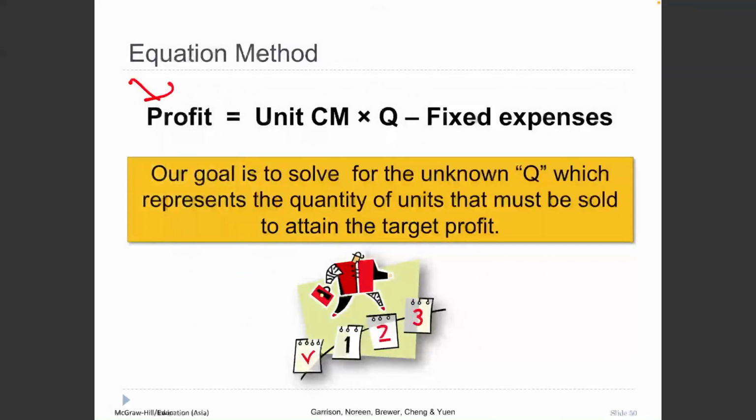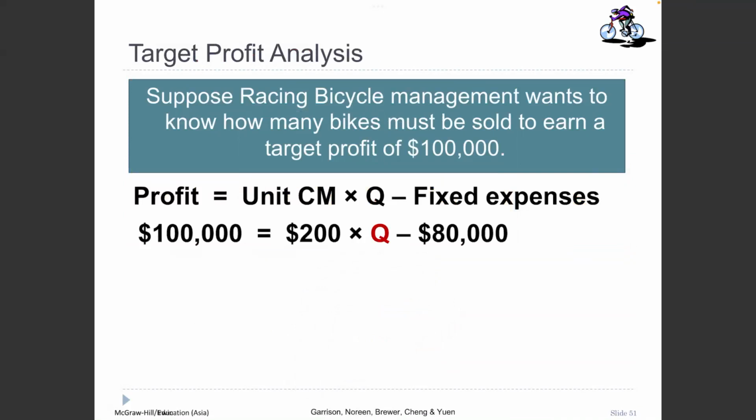Okay, so you have learned this formula just now. Profit equals unit CM multiplied by the quantity being sold, minus fixed expense. So you know the profit. Okay, you know how much profit that you want. You know the unit CM already, but you do not know how much you need to sell in order for you to get the profit that you wanted. And then you minus your fixed expense. Okay, so let's have a look here.